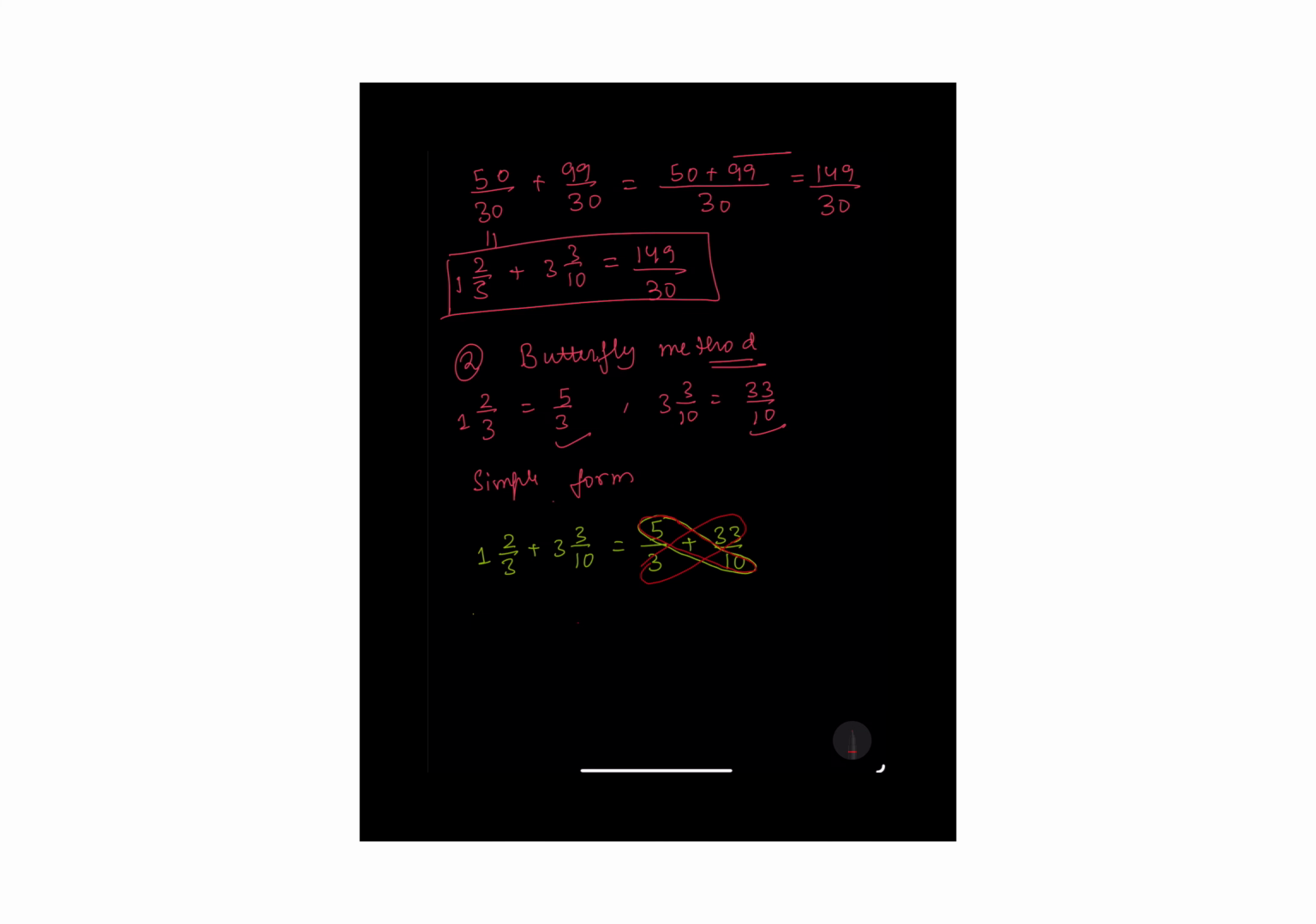What you will do is, you will just multiply the numbers in the first wing, that is 5 into 10. So just do 5 into 10 plus the numbers in the second wing, that is 33 into 3, divided by multiplying both of these numbers, it will be 3 into 10. What will it give us? 50 plus 99 by 30, which will be 149 by 30.